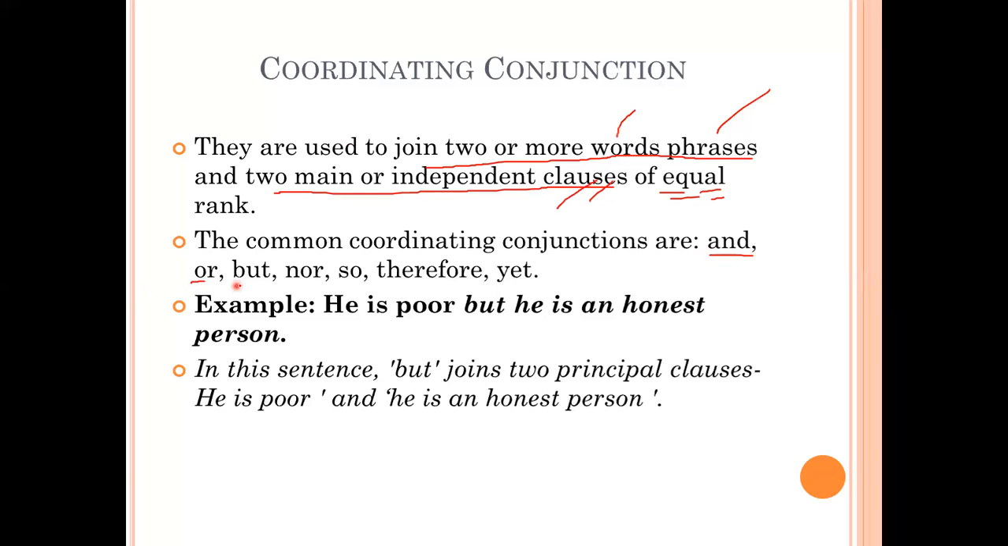Some examples of coordinating conjunctions given here are and, or, but, nor, so. A sentence is also given: He is poor but he is an honest person. Here but is used as a coordinating conjunction, and there are two clauses or sentences we can refer to. Which two sentences? First one, he is poor, this is one sentence.